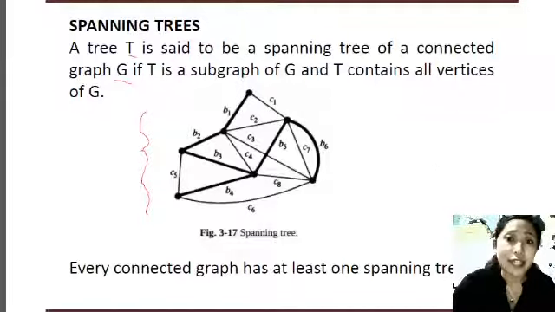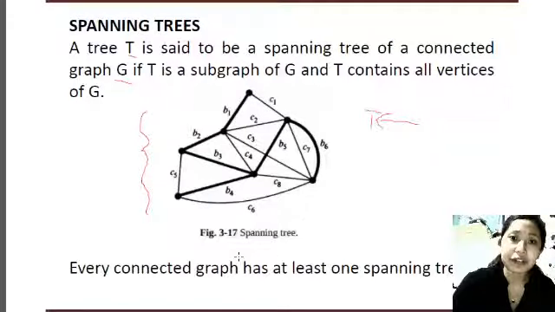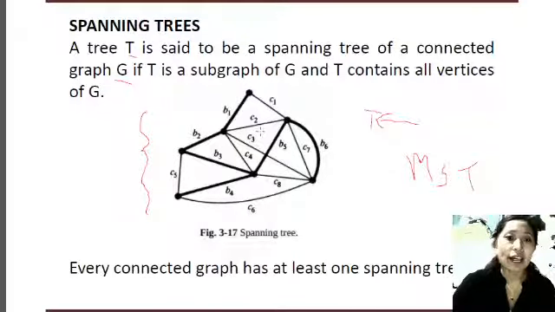If you find a tree which covers all the vertices of that given graph, and if you add the weight of all the edges that belong to that tree, if that is minimum in comparison to other possible trees that you may get from a spanning tree, then it is called a minimum spanning tree. Or in simple words, for any given graph you can have many possible spanning trees.